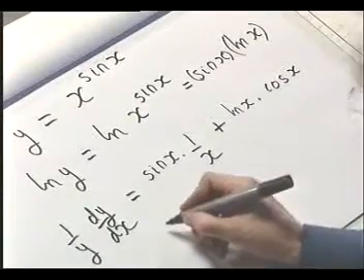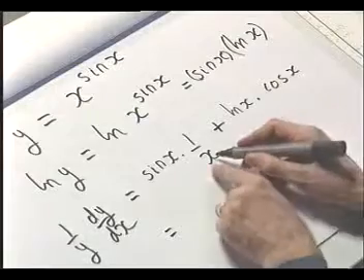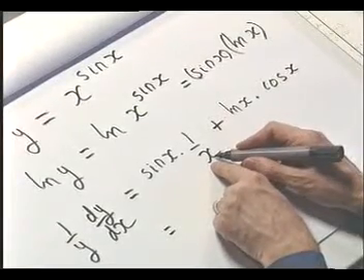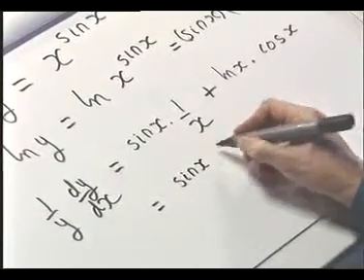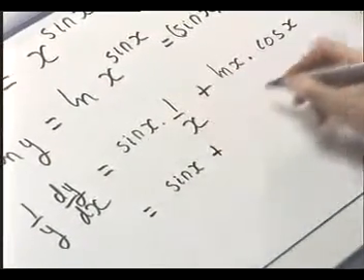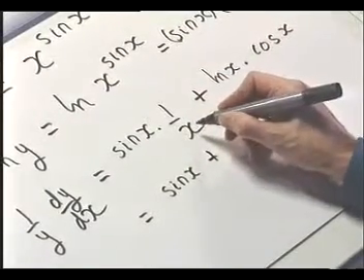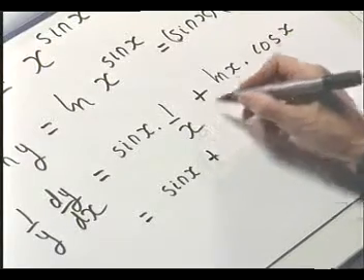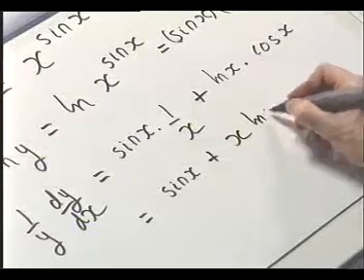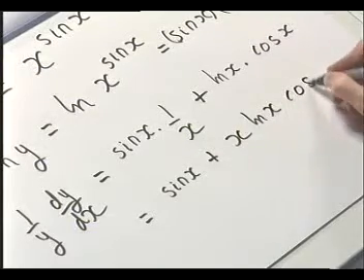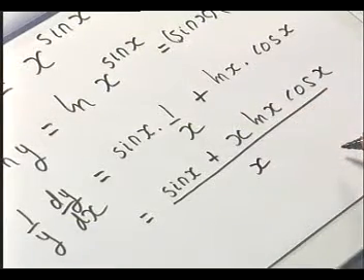Now, we can do a little bit of simplifying here. We can put it all over this denominator of x. And so we have sine x plus, and if we're putting everything over this denominator of x, we need to multiply anything that's not over the denominator of x already by x. So that's x times log x times cos x all over x.